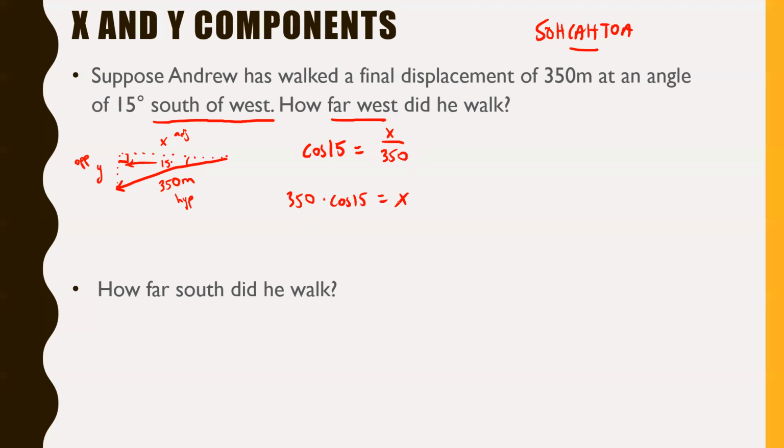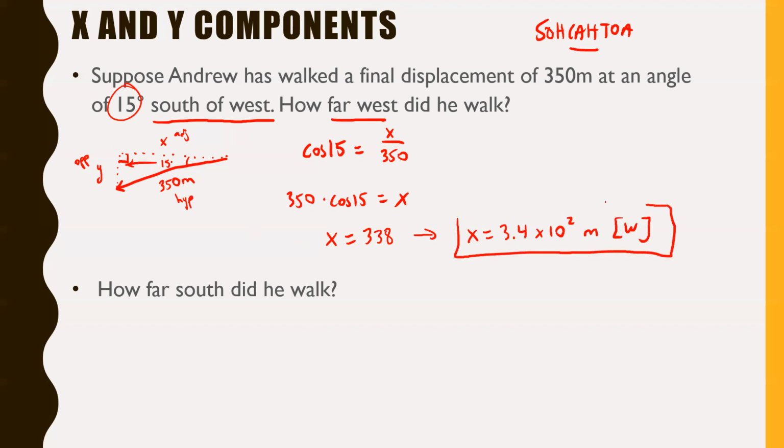Let me throw that in the calculator real quick. As always, make sure you're in degree mode, please. There's no reason why it should have changed over, but it's always useful to double check. I get X equals, and it looks like we just want 2 sig digs here. I got 338, but I'll have to round, so X equals 3.4 times 10 to the 2 meters to the west. So that would be Andrew's west portion here.